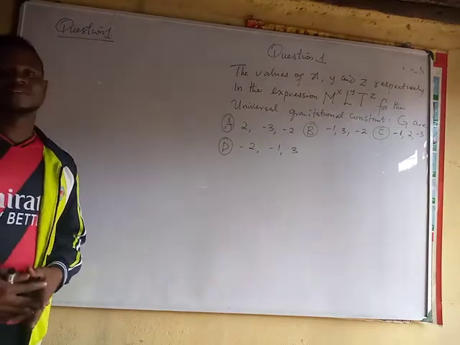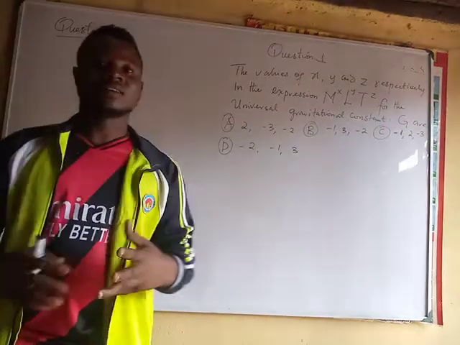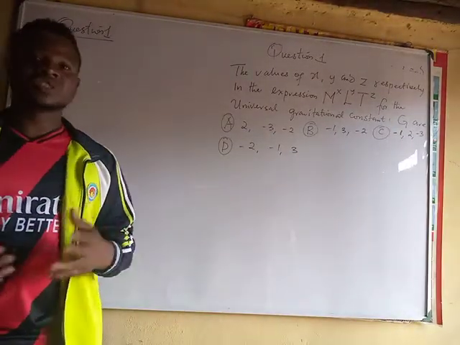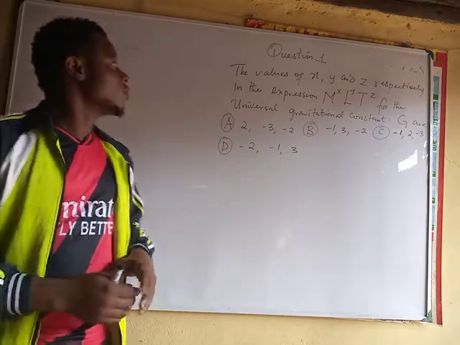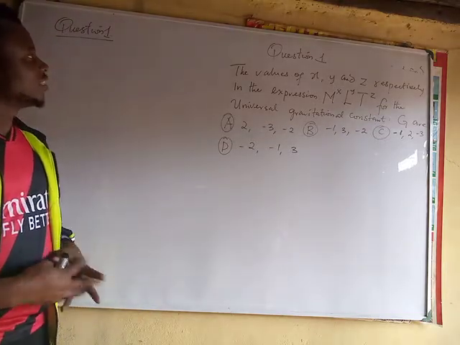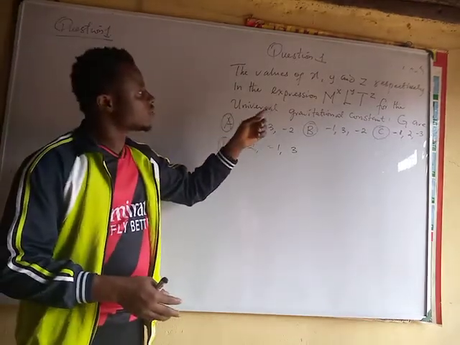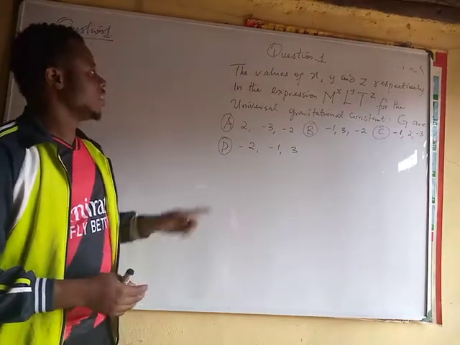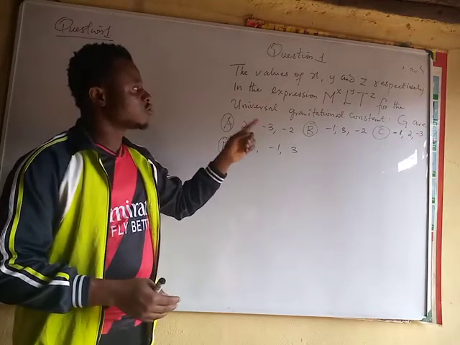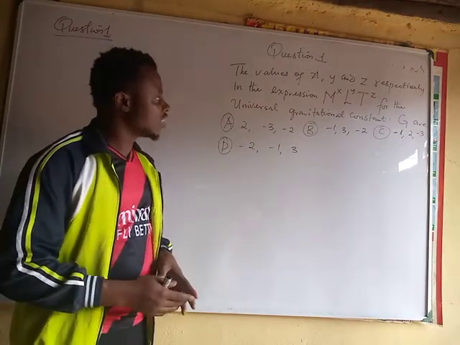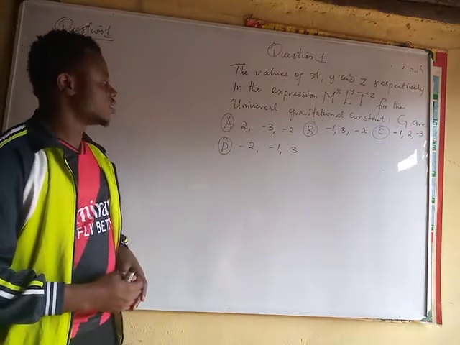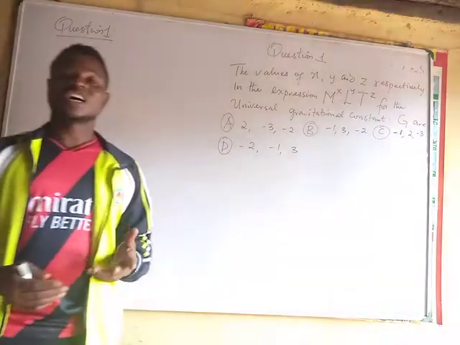Okay, good everyone. Today in our dimensional analysis we are going to have some problems to solve, and today we have question number 1 which we are going to solve. Now in question number 1 they said the values of x, y and z respectively in the expression M^x L^y T^z for the universal gravitational constant G are dashed. This is a question we have in JAMB.